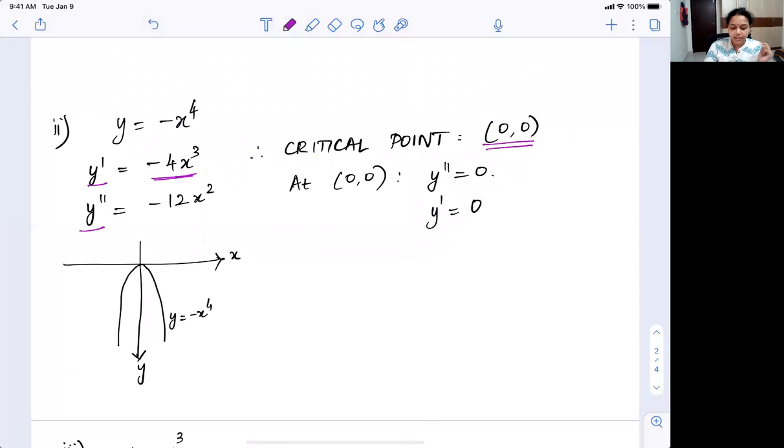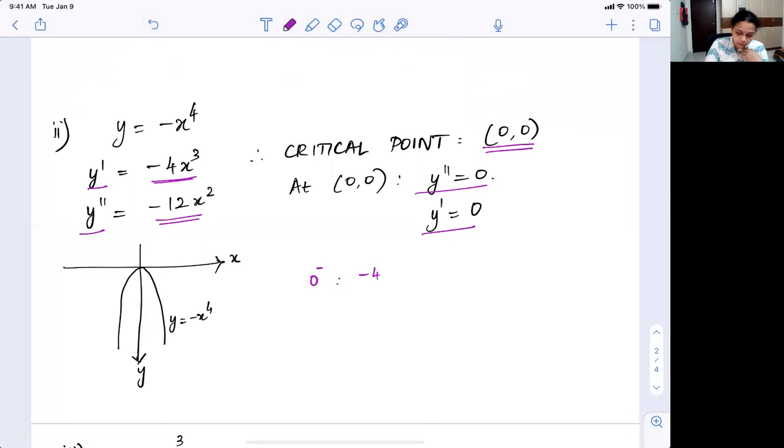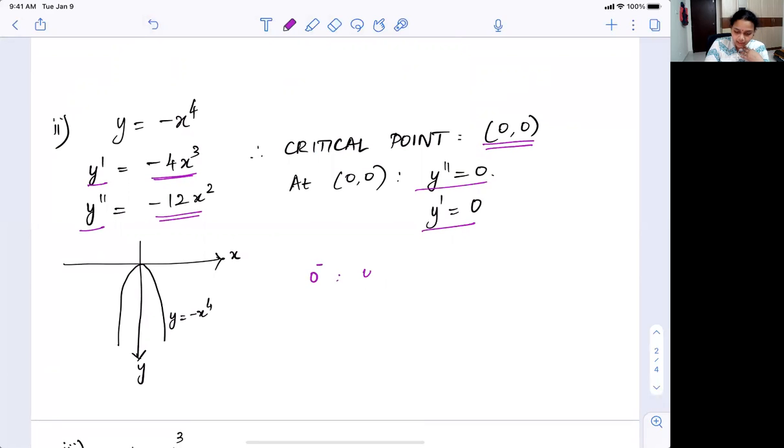The second derivative is now minus 12x squared, and at the critical point, which is the origin, the second as well as the first derivatives are 0. So falling back on our first derivative test, let's understand what's happening to y prime to the left of 0. So y prime is what? Minus 4x cubed. Wait, let me write that down properly. Y prime is minus 4x cubed.